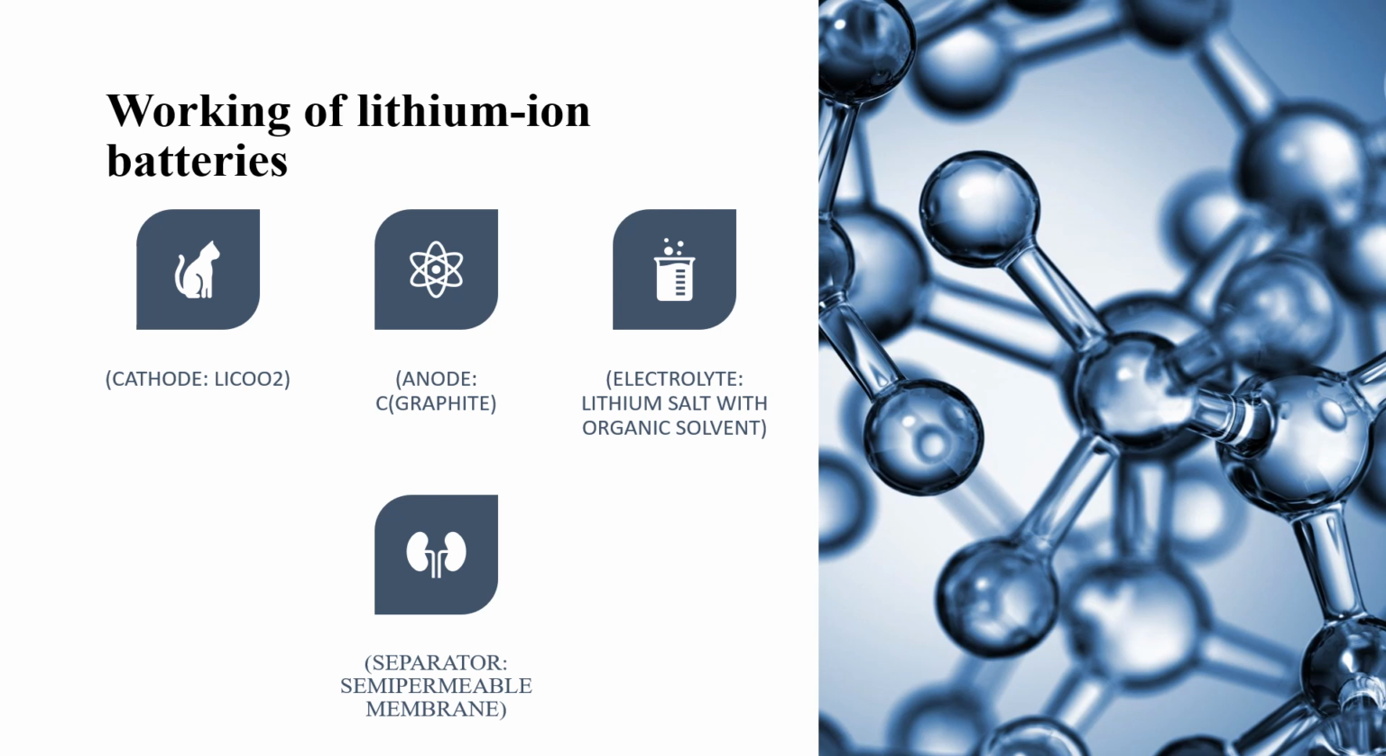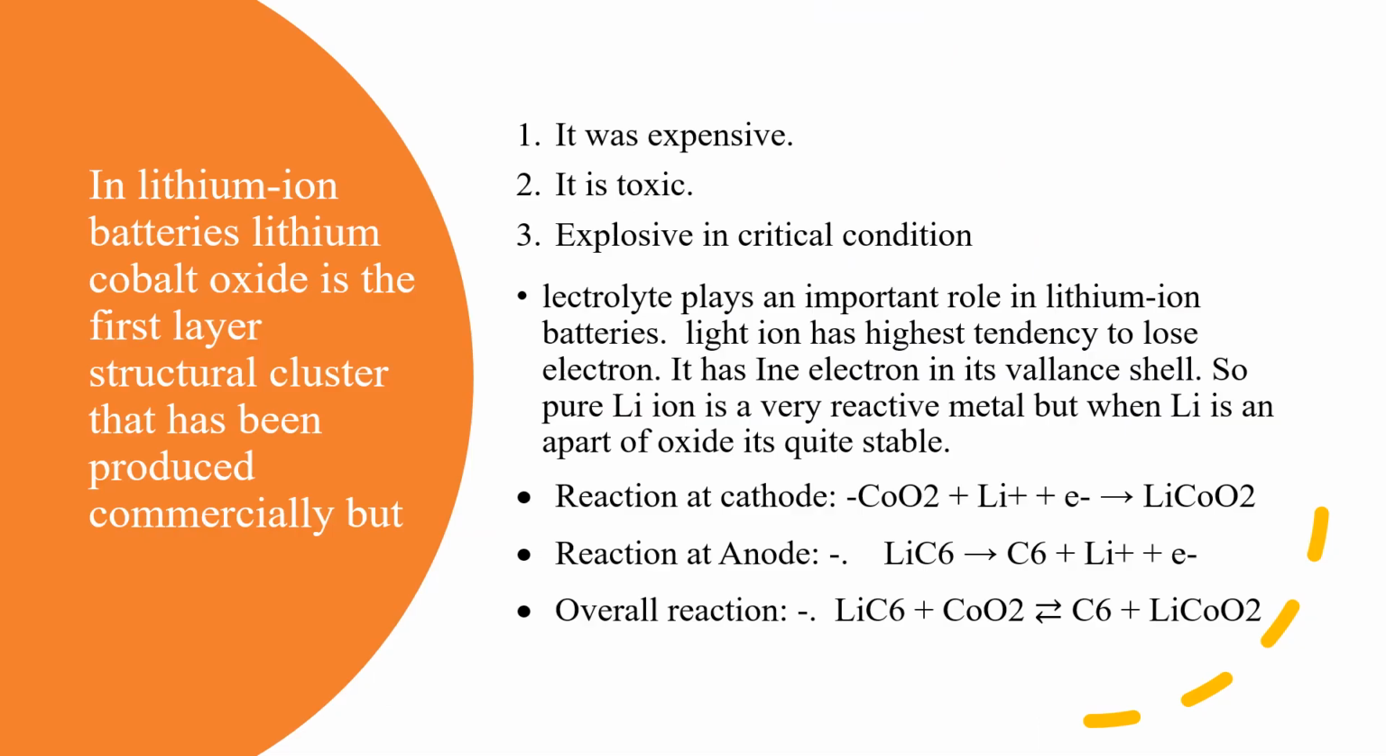Regarding the components of lithium ion batteries: the cathode is made up of lithium cobalt oxide and the anode is basically made up of graphite, the electrolyte is a lithium salt with organic solvent, and the separator is basically a semi-permeable membrane. The first layer of lithium ion batteries is lithium cobalt oxide, which is a structural cluster and has been produced commercially. But there are some disadvantages of lithium cobalt oxide: it is expensive, it is toxic, and it is explosive in critical conditions.